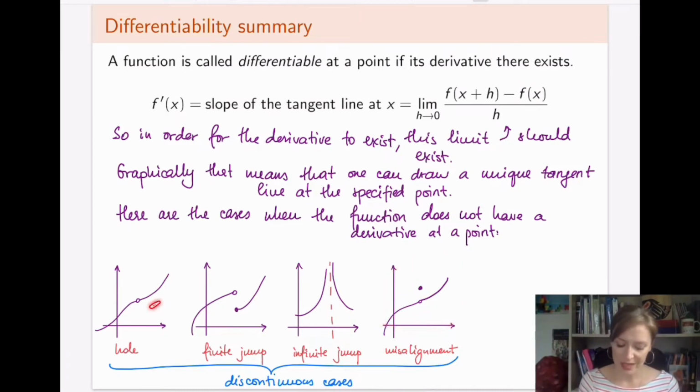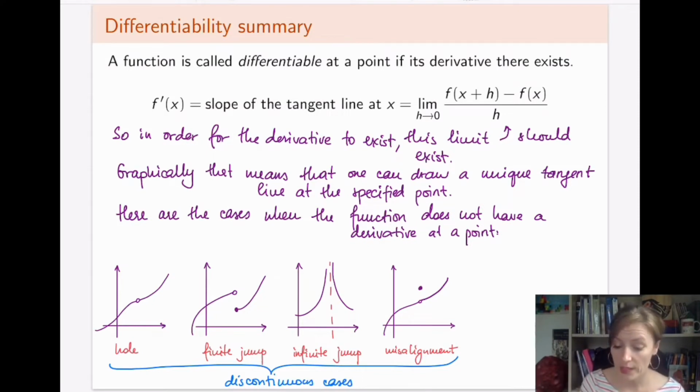And misalignment is kind of the same problem as the hole, right? Where do I draw a tangent line? I cannot draw it there. There's nowhere to attach it to. And I most certainly cannot draw a tangent line at a point because it's not even clear which direction it has to point in. So all the discontinuous cases are inherited for non-existence of the derivative.